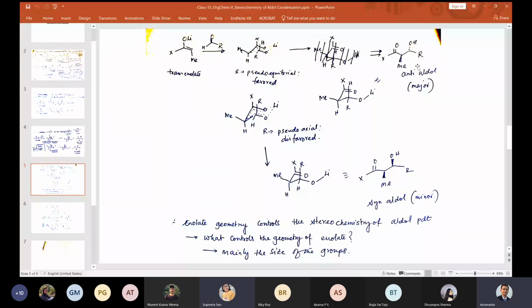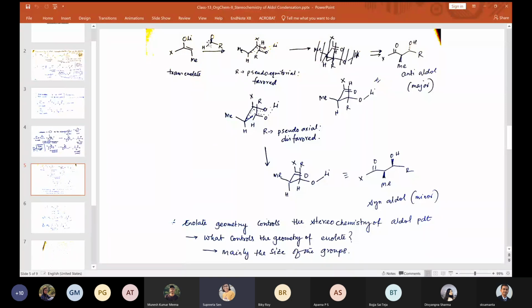So here we can see that with respect to R, H is upside, so OH has to be downwards, and Me is in the equatorial position. With respect to the carbon, it is upwards. So Me will be above the plane, and OH will be below the plane. So the anti-aldol is formed from the trans-enolate when it reacts with the Si face.